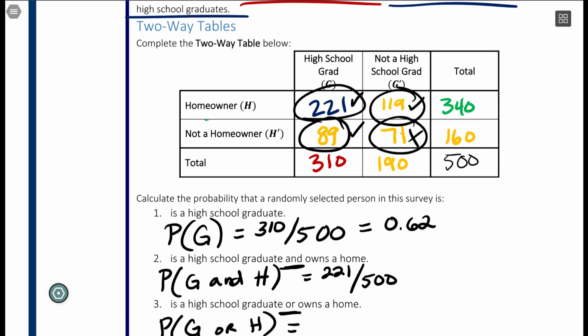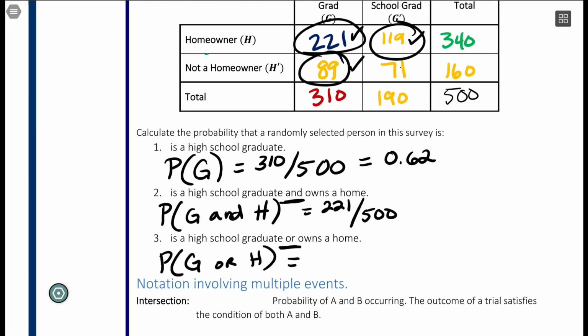We do not count these folks, right? So it's just going to be all three of these groups. So what do we do with those? Do we write three separate probability values? No, we add them. So we have 221 plus 119 plus 89. Now, when we add up the numerator here, those three values are going to be 429 out of 500. And that is the probability that somebody is either a graduate or owns a home.